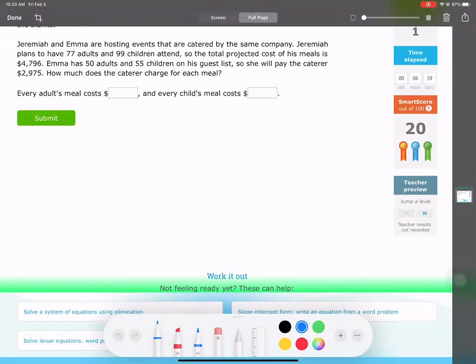Jeremy and Emma are hosting events that are catered by the same company. Jeremy plans to have 77 adults, use the letter A for adults, and 99 children attend. So the projected cost for his meals is $4,796. That's not too bad, actually. Emma has 50 adults and 55 children on her guest list, so she will pay the caterers $2,975.